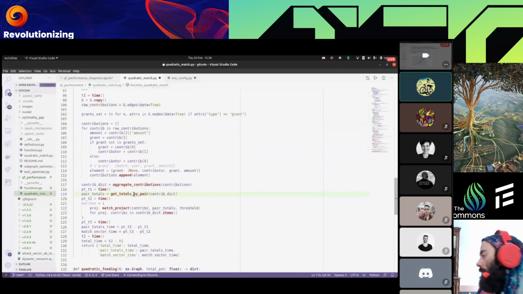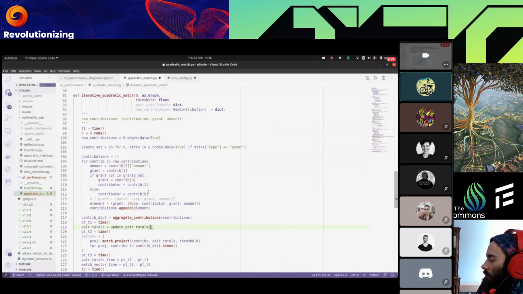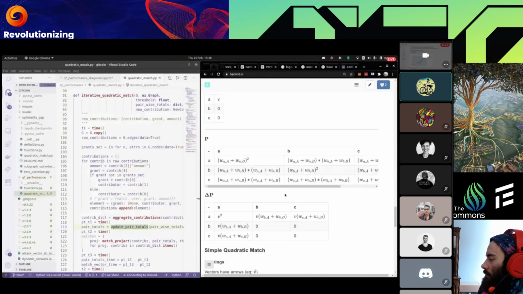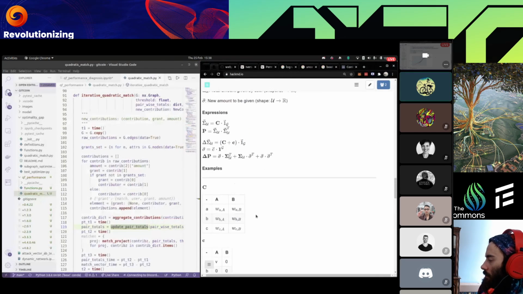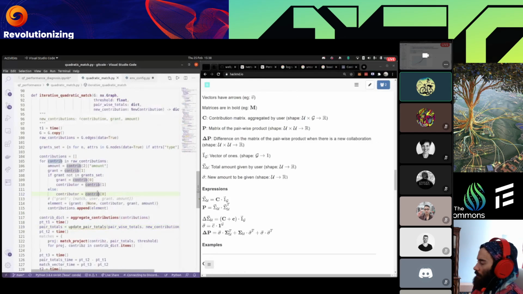And instead of get totals by pair, actually what we need here is a new function. Let's say it's the update pair totals, given the pairwise totals and the new contribution. And this update pair totals would actually be delta P here. Where is delta P? Yeah, that delta P here. This is my matrix object. It's described here, so maybe it's a bit easier to do.